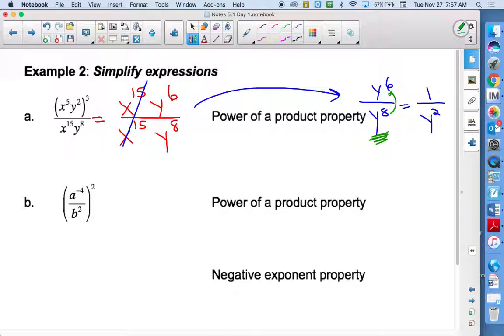Questions? So if there are variables that are the same, we need to make sure we combine those variables together. The second one, we have a to the negative 4 over b squared, and that's raised to the second power.